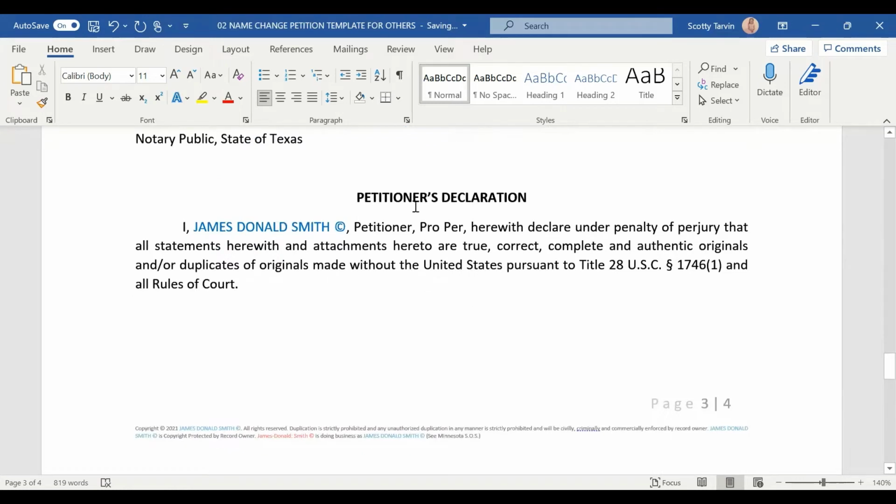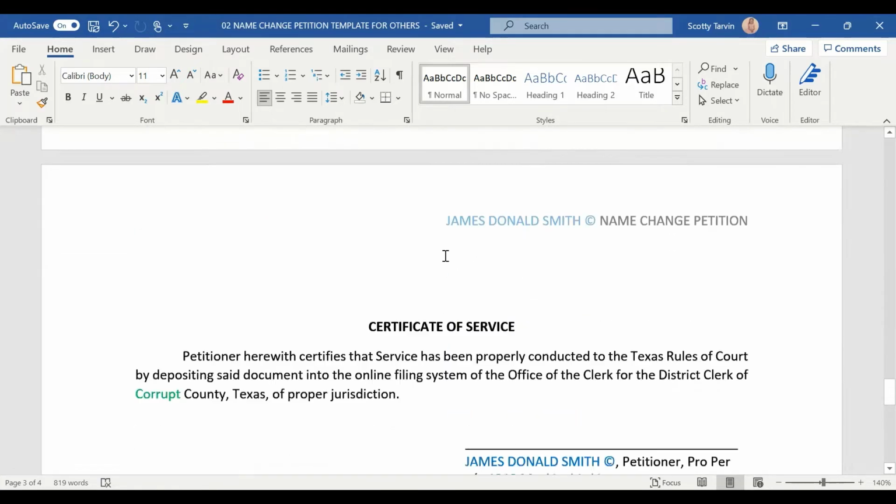And basically, notarized declaration: clearly and independently, personally, all statements here with attachments hereto are true, correct, complete, and authentic originals and/or duplicates of originals made without the United States pursuant to Title 28 U.S.C. Section 1746-1 and all rules of court.